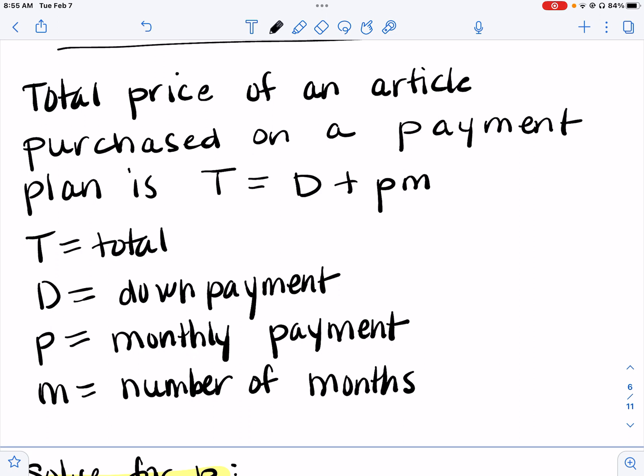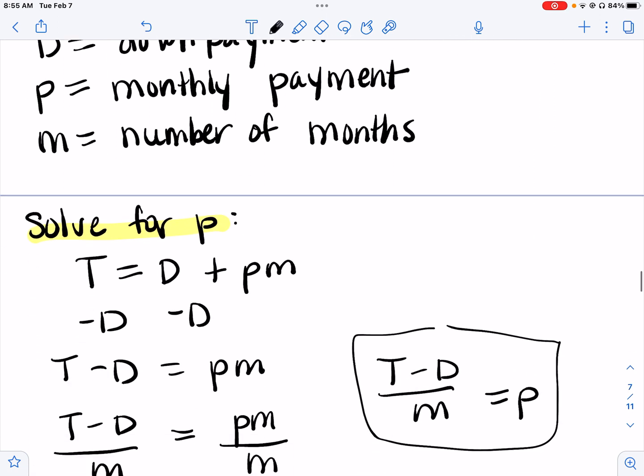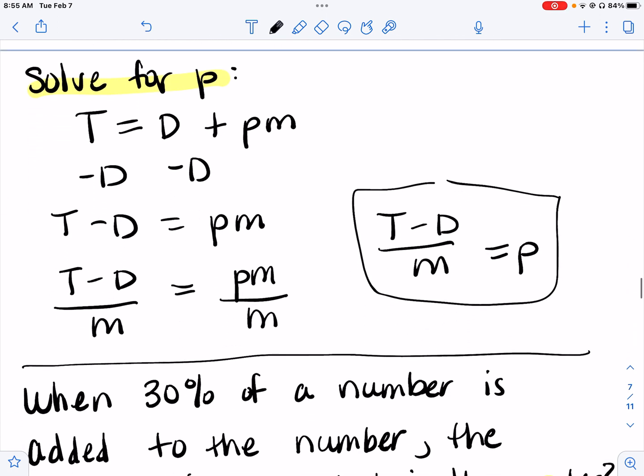over time. Okay, you pay a one-time payment of D, down payment, and then how many months you've paid times what your monthly payment is. It would be the total that you paid. So if it says solve for P, you would subtract D on both sides. T minus D are not like terms, you just leave it like that.